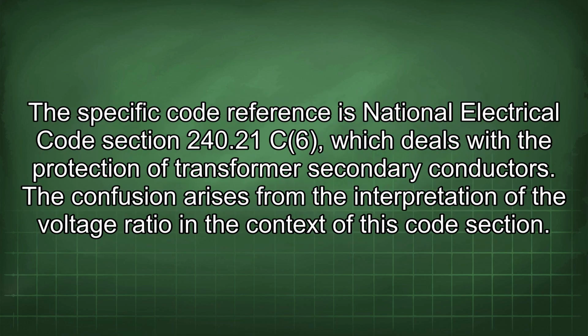The specific code reference is National Electrical Code Section 240.21(C)(6), which deals with the protection of transformer secondary conductors. The confusion arises from the interpretation of the voltage ratio in the context of this code section.